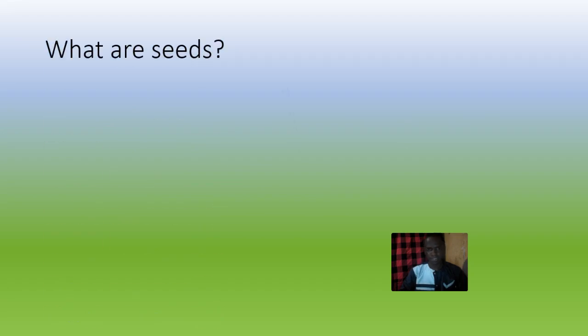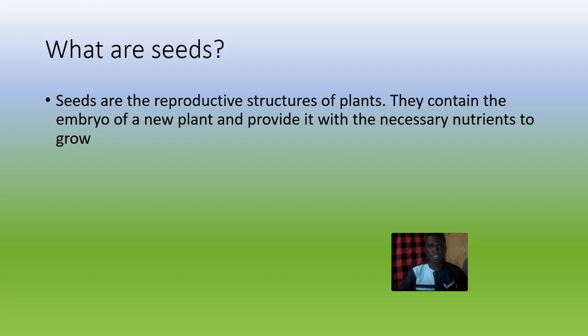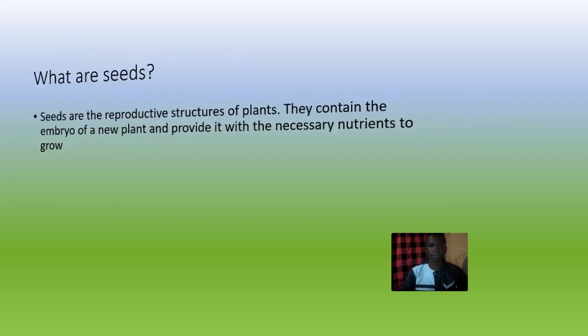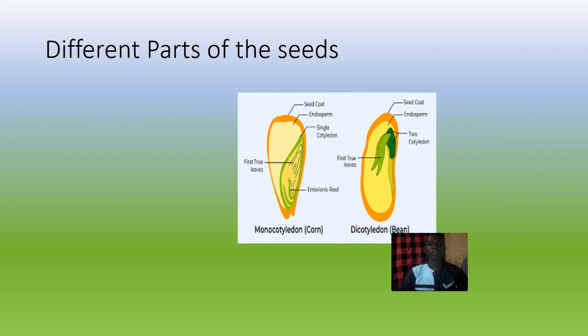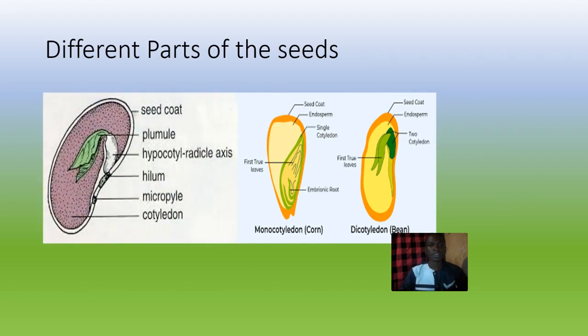What are seeds? Seeds are the reproductive structure of a plant. They contain the embryo of a new plant and provide it with the necessary nutrients to grow. We have the different parts of the seeds. We have the seed coat, the plumule, the hypocotyl, radicle, hilum, micropyle, and the cotyledon.